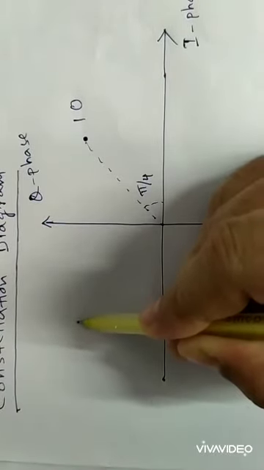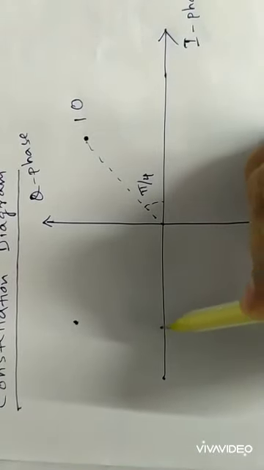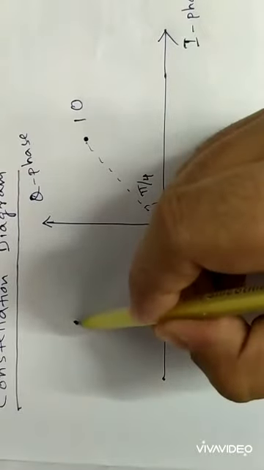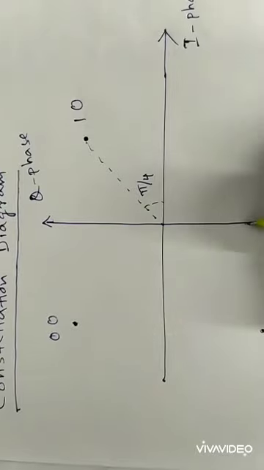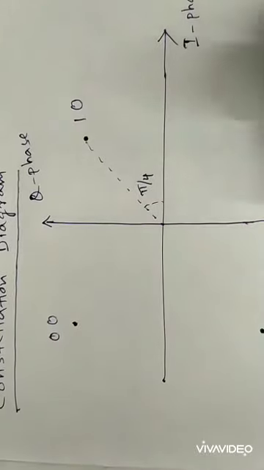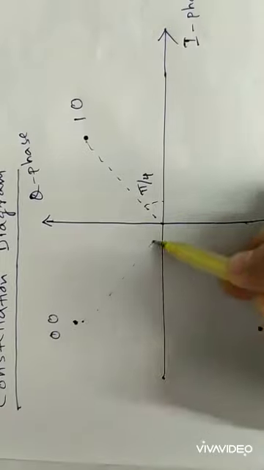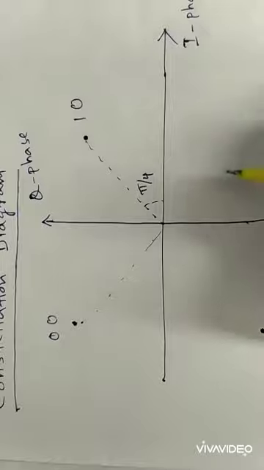Now 0, 0 has a phase of 3 pi by 4. So this should be 0, 0. 0, 1 has a phase of 5 pi by 4, so this should be 0, 1, and 1, 1 has a phase of 7 pi by 4. So this angle must be 3 pi by 4, this angle is 5 pi by 4, and this is 7 pi by 4. So this is the constellation diagram of QPSK.